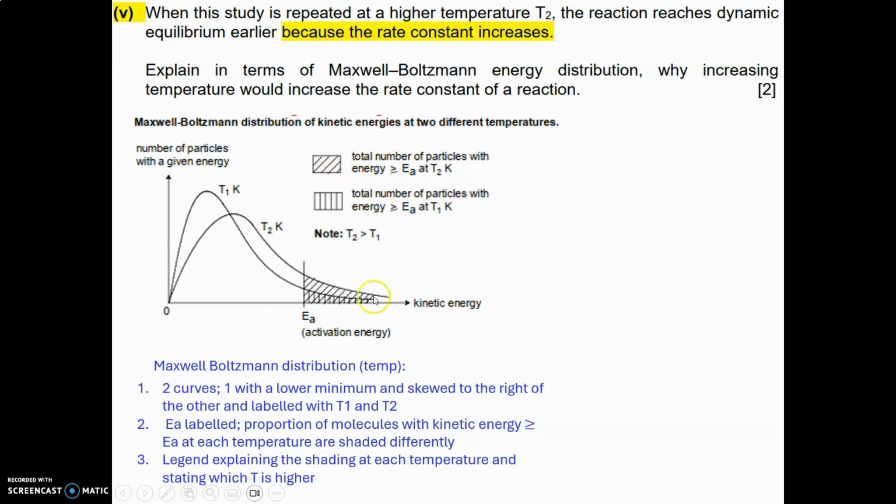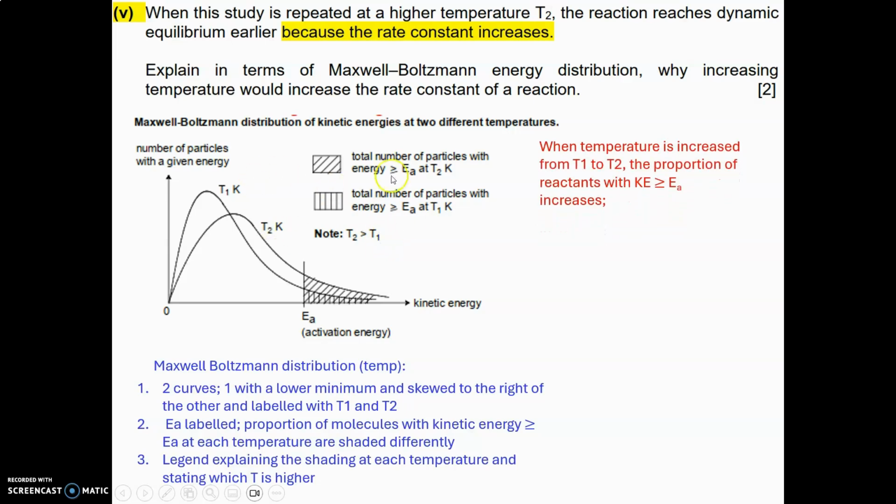So in this diagram, shading to the left represents the total proportion or number of particles with energy greater than or equal to EA at T2. And the vertical shading represents the total number of particles with energy greater than or equal to EA, activation energy, at T1, where T2 is a higher temperature than T1.